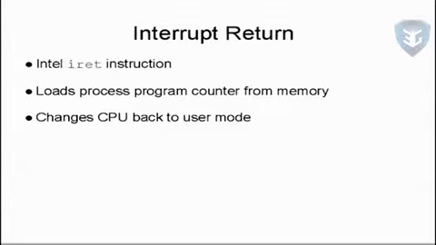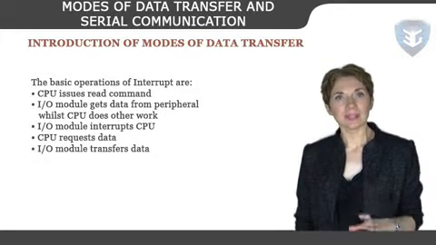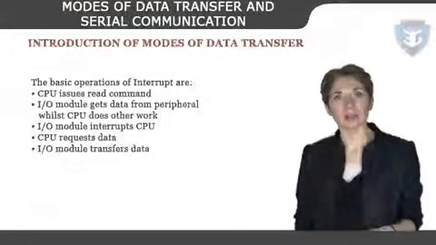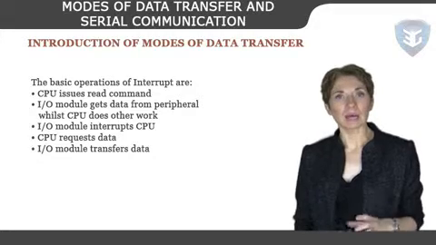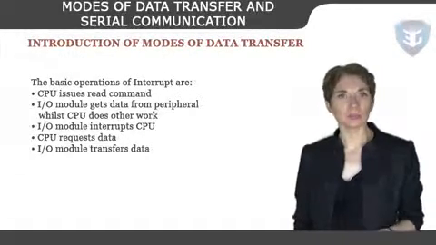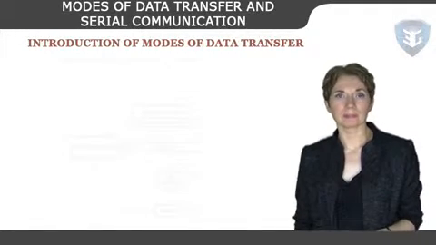The interrupt handling mechanism is thus able to handle events from hardware devices without having to poll each device individually to get data. The basic operations of interrupt are: CPU issues read command. I/O module gets data from peripheral whilst CPU does other work. I/O module interrupts CPU. CPU requests data. I/O module transfers data.